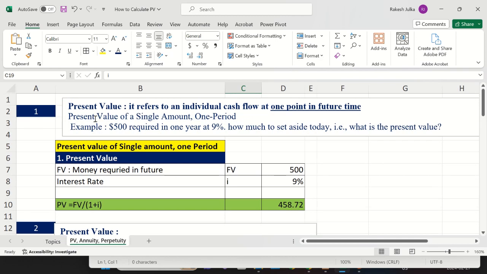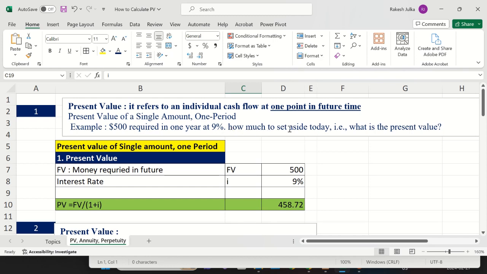So first of all, what is the present value? Present value refers to an individual cash flow at one point in the future time. It means the present value of a single amount, meaning one period. So what does it mean? For example, $500 is required in 1 year, and the rate of interest today is 9%, which is also known as a discount rate.